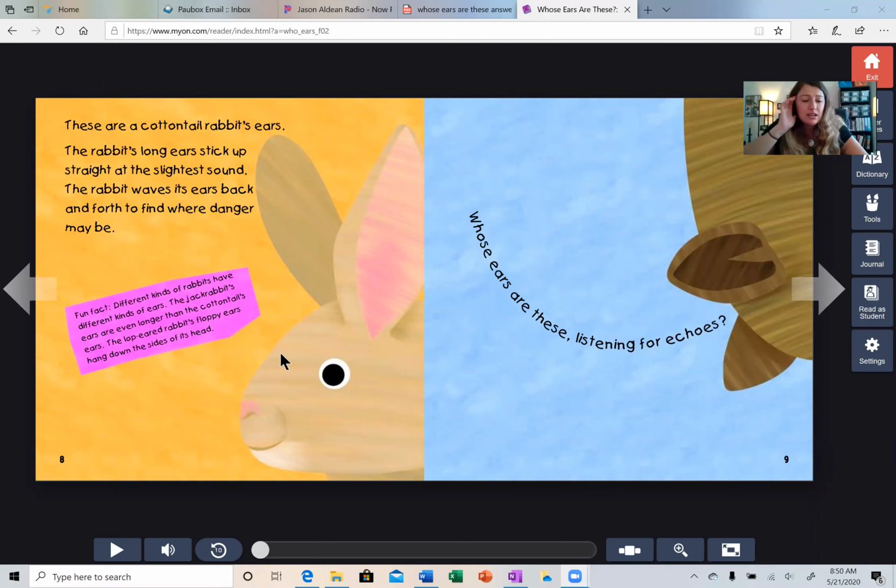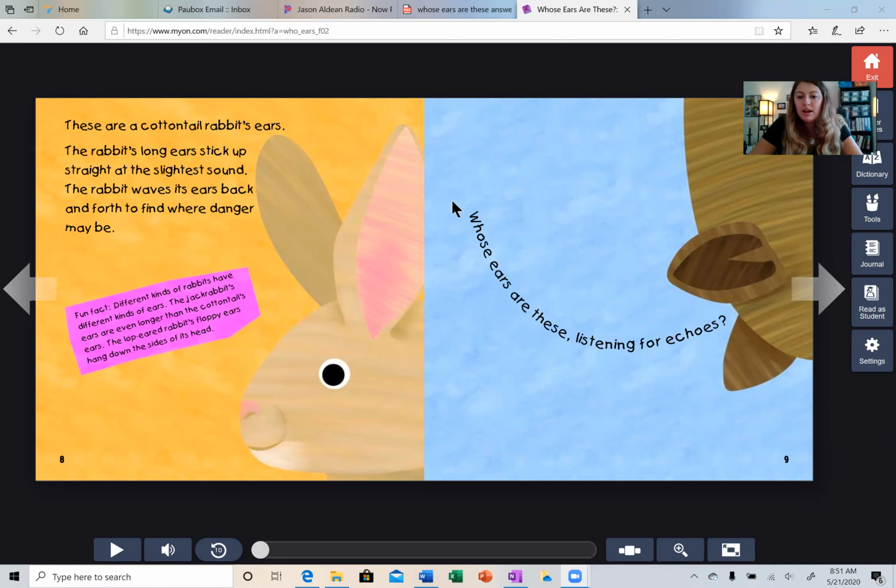Okay, so rabbits have a fun fact. Let's see. Fun fact, different kinds of rabbits have different kinds of ears. The jackrabbit's ears are even longer than the cottontail's ears. The lop-eared rabbit's floppy ears hang down to the sides of its head. Oh, that's the kind of rabbits I have. They have floppy ears and they lay down kind of like that next to them.